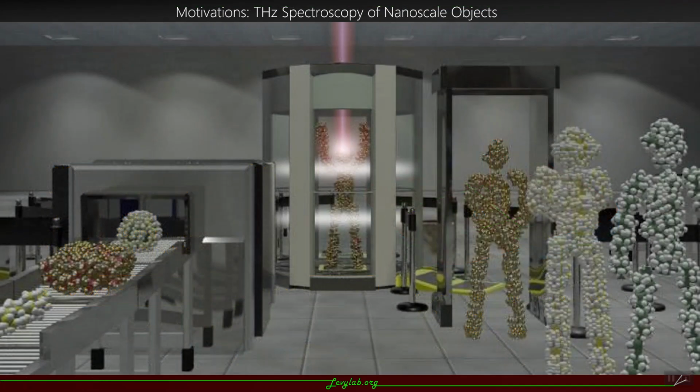So let's begin. One of our goals in the Levy Lab is the development and use of a nanoscale terahertz spectroscopy platform so that we can interrogate single molecules or nanoparticles with an unprecedented broadband bandwidth.